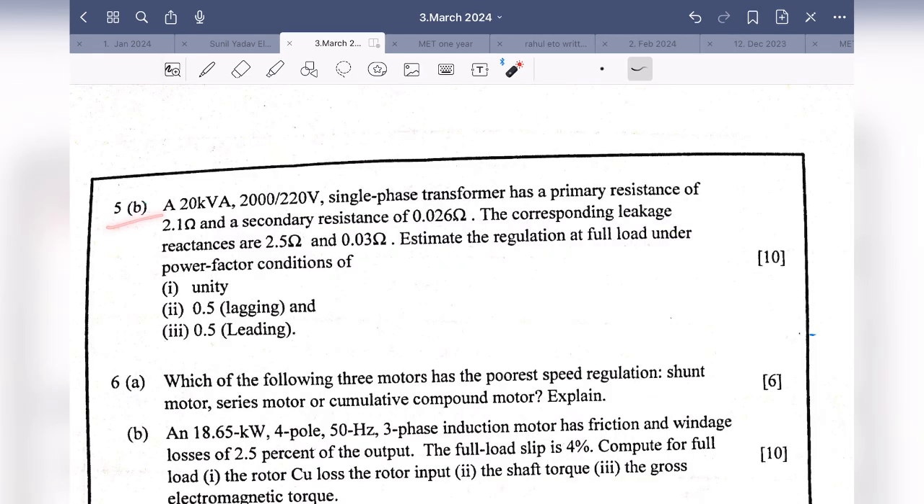Question number 5b. A 20 kVA, 2000 by 220 volt single phase transformer has a primary resistance of 2.1 ohm and a secondary resistance of 0.026 ohm. The corresponding leakage reactances are 2.5 and 0.03 ohm. Estimate the regulation at full load under power factor conditions of number 1 unity, number 2 0.5 lagging, and number 3 0.5 leading. This question was asked in January 2024, just 2 months back, and I have discussed this question in my video of the January month.